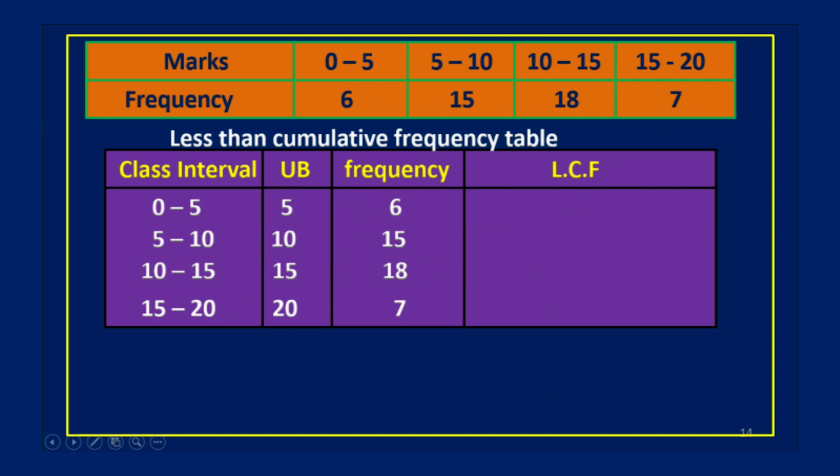Now how to find LCF? It's very simple. Take the first frequency. What is the first frequency here? Yes, it is 6. Next, 6 plus next frequency. What is the next frequency? 15. 6 plus 15. Children, what is 6 plus 15? Yes, it is 21. Now 21 plus 18, which is equal to 39. 39 plus 7, which is equal to 46.